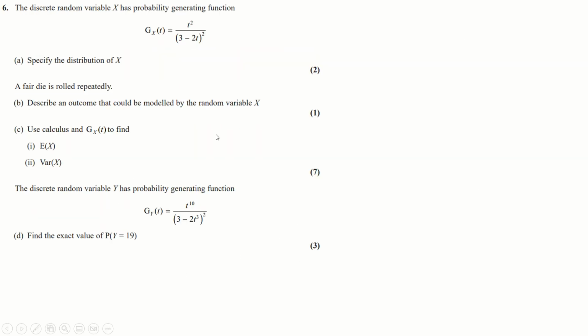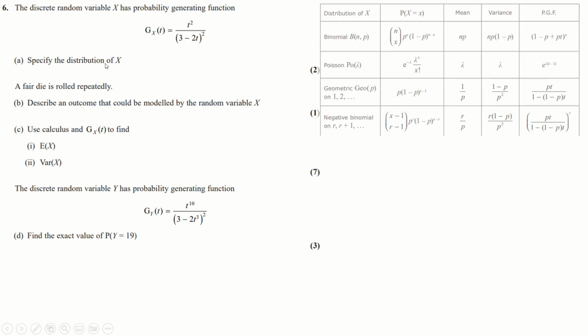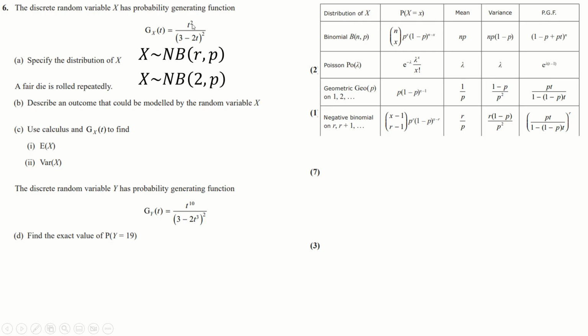Question 6, actually this ends with a couple of nice questions. Question 6 is just this. It says specify the distribution. That means you need to go to the formula book and look at all your distributions, find PGF, which is at the last row, and see which one of these does this look most like. It doesn't really look massively like any of them, but it does look quite a lot like this because of the power to the r, and these are both power squareds. So let's just say it's negative binomial where r is 2, because we're squaring both of these.